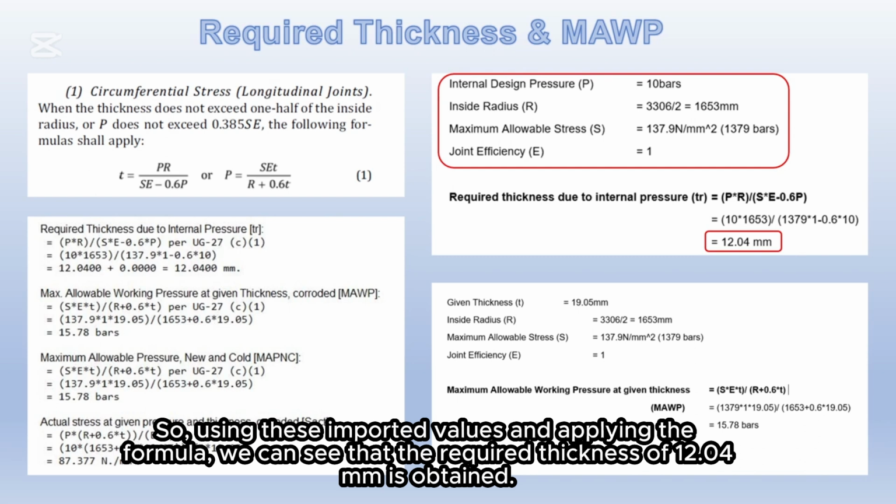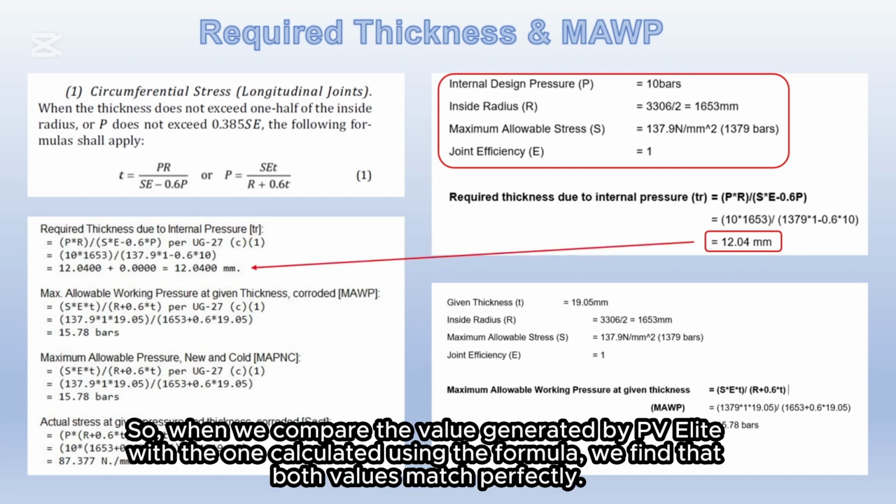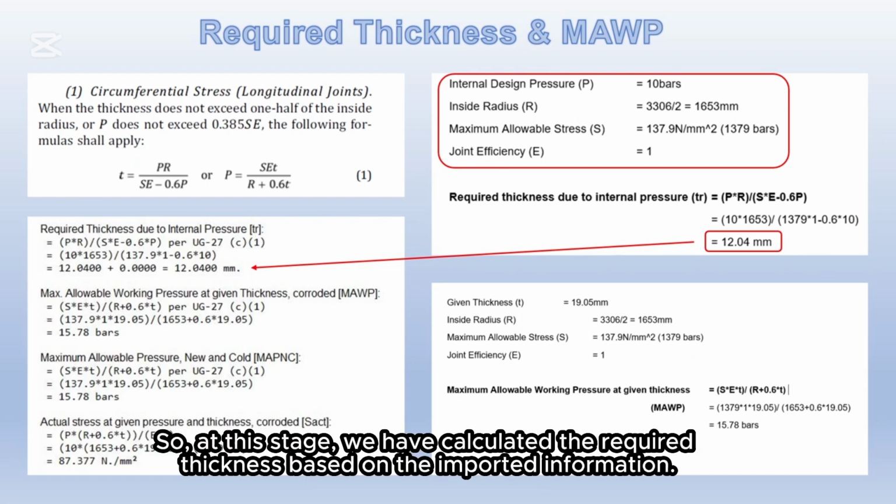So, using these input values and applying the formula, we can see that the required thickness of 12.04 millimeters is obtained. When we compare the value generated by PV Elite with the one calculated using the formula, we find that both values match perfectly. At this stage, we have calculated the required thickness based on the input information.